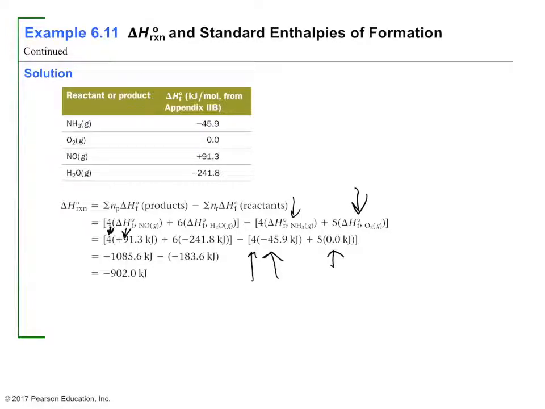But the coefficient of the balanced equation is 4, and then water is here, and the coefficient of the balanced equation is 6. So basically, you look up their heats of formation, multiply them by their coefficients, and that's how you get the heat of formation of the reaction.